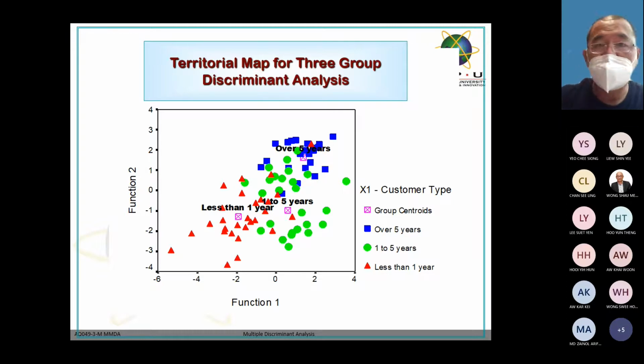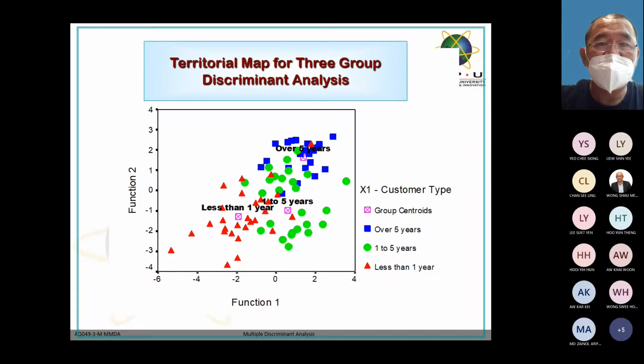This one maybe is a bit better diagram. So we see the group centroid got 3. Therefore, over 5 years we got one group centroid, then 1 to 5 years and less than 1 year. Of course there are some misclassification cases. This is how they work, using the multiple discriminant analysis.